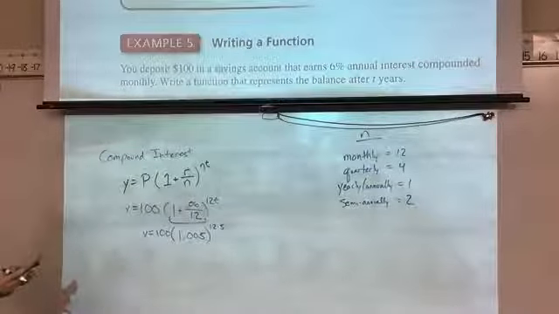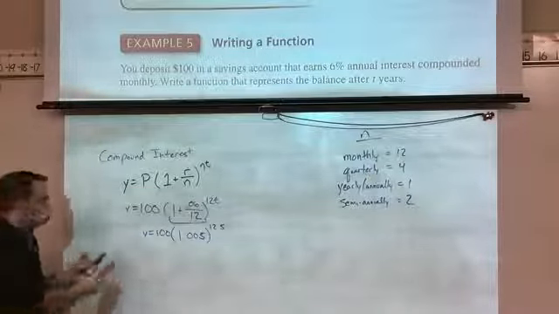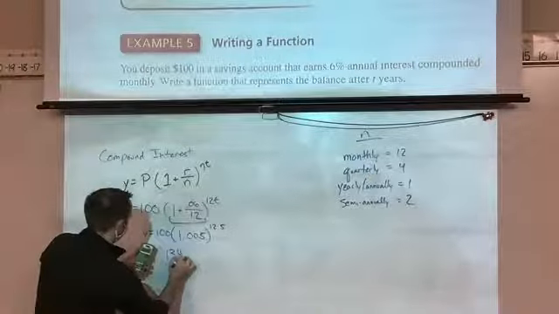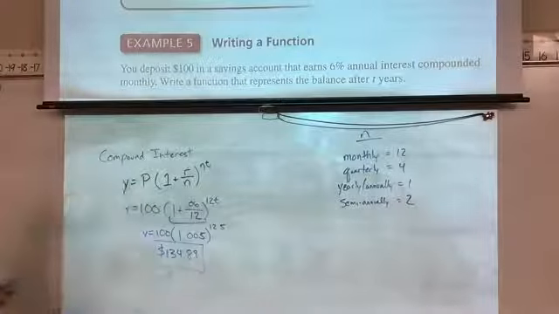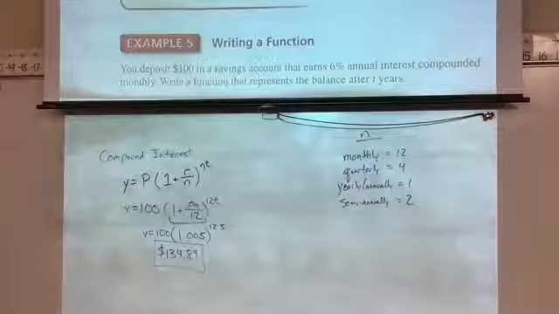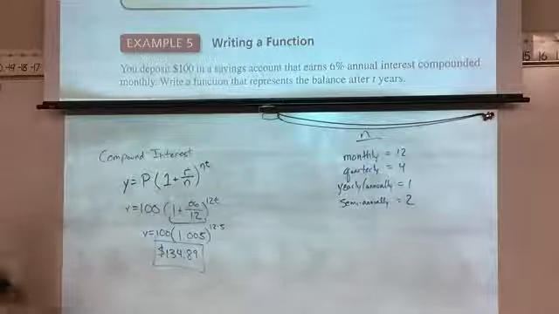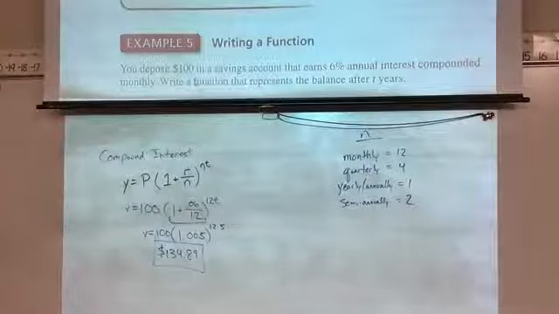100 times 1.005 to the 60th power. I'm going to end up with $134.89. That would be my total amount of money after 5 years in that account. Which actually is pretty good. I mean, you earned over a third of your principal in interest. That's pretty good.